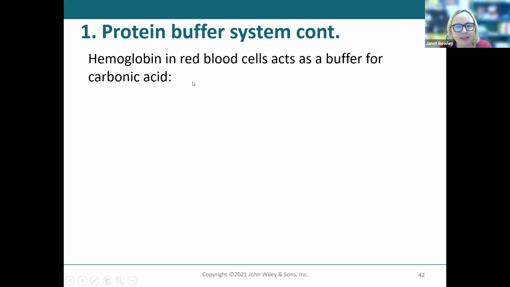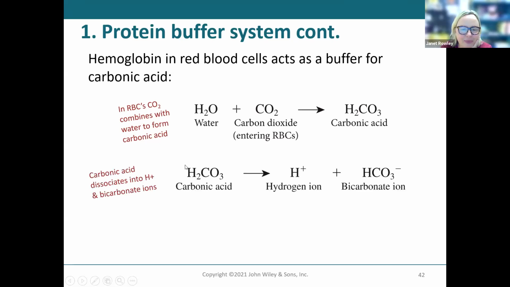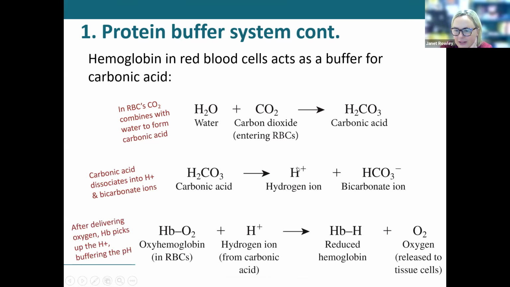So hemoglobin in our red blood cells acts as a buffer for carbonic acid. In our red blood cells, we're going to take in some carbon dioxide and get rid of the oxygen that it's carrying, right? So carbon dioxide comes into the red blood cells and combines with water to create carbonic acid. We don't want too much carbonic acid because that's going to lower the pH of the blood. The carbonic acid dissociates into hydrogen and bicarb.